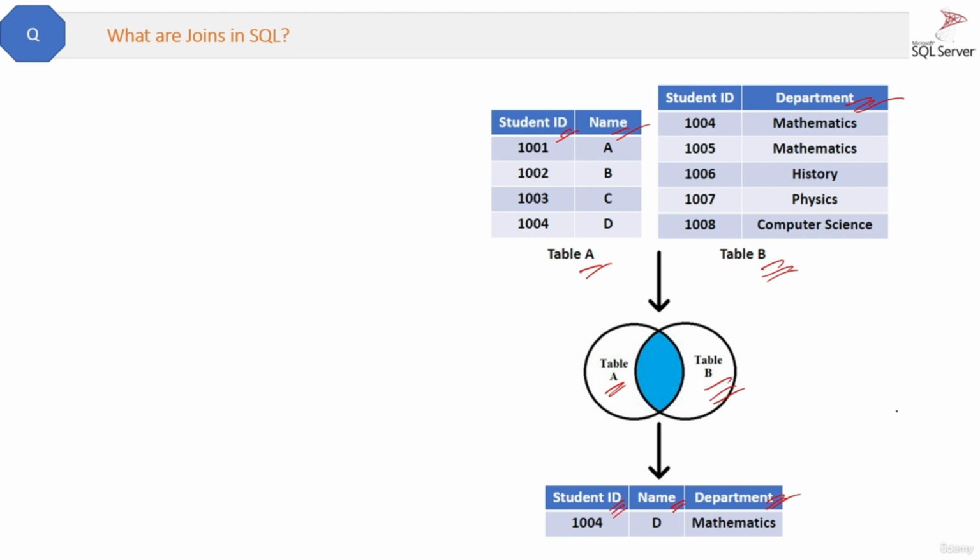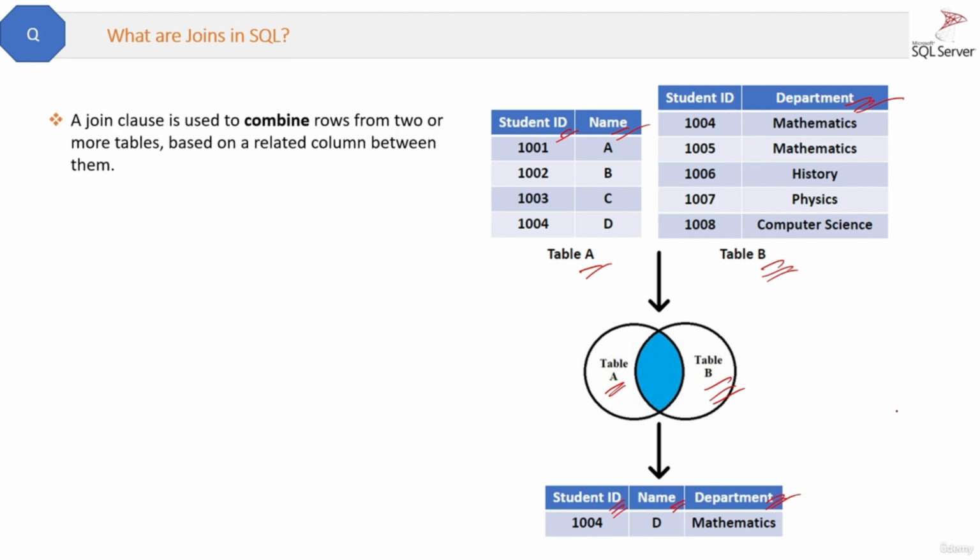So the definition is: a join clause is used to combine rows from two or more tables based on the related column between them. Here in this example, student ID was the related column. Now you are ready with the basics. Let's go to the next question.